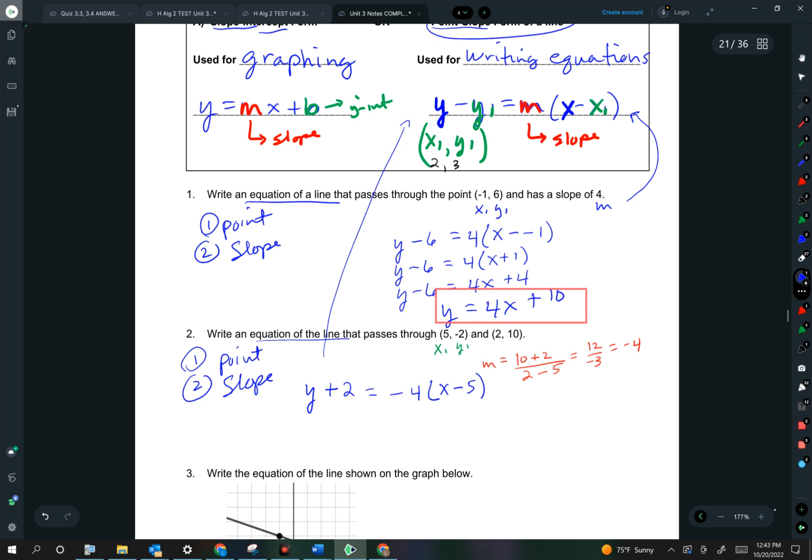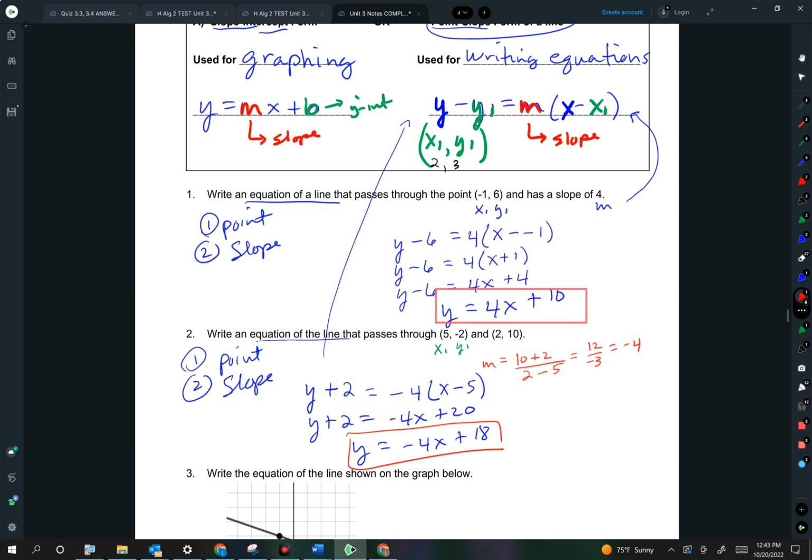But like I said above, I don't really want to leave it that way. I want to go ahead and solve for y. So I'll distribute my negative 4. So y plus 2 equals negative 4x plus 20. And then last step is add that 2. I'm sorry, subtract that 2. So y equals negative 4x plus 18. And that is the equation of the line that they were asking about that goes through those 2 points.